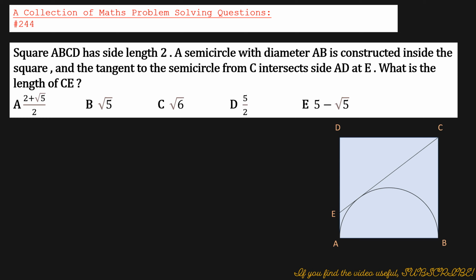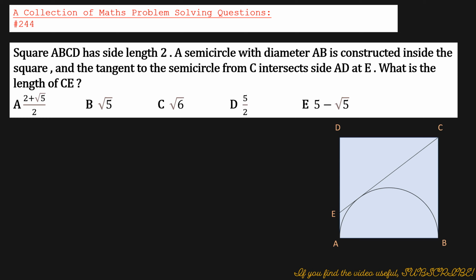Square ABCD has side length 2. A semicircle with diameter AB, so that semicircle is constructed inside the square, and the tangent to the semicircle from C intersects AD at E. What is the length of CE?